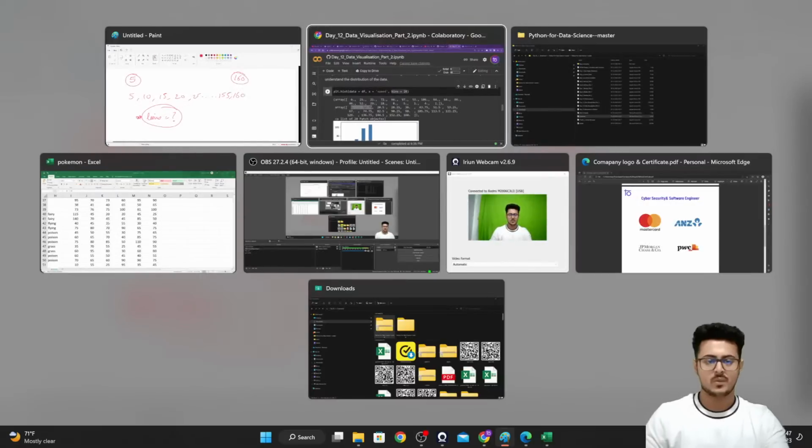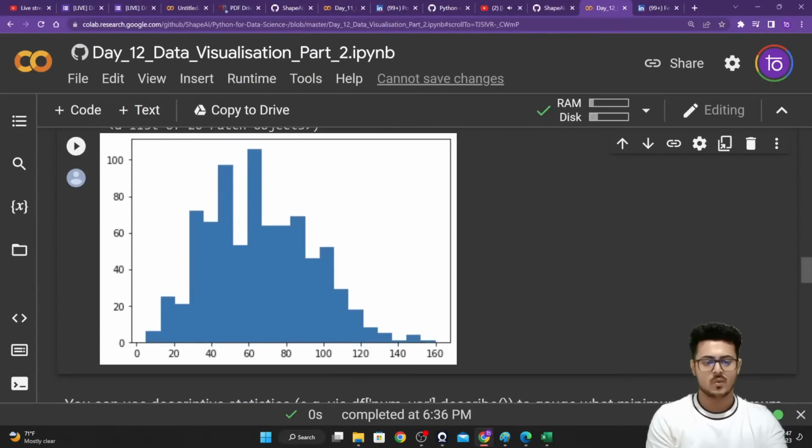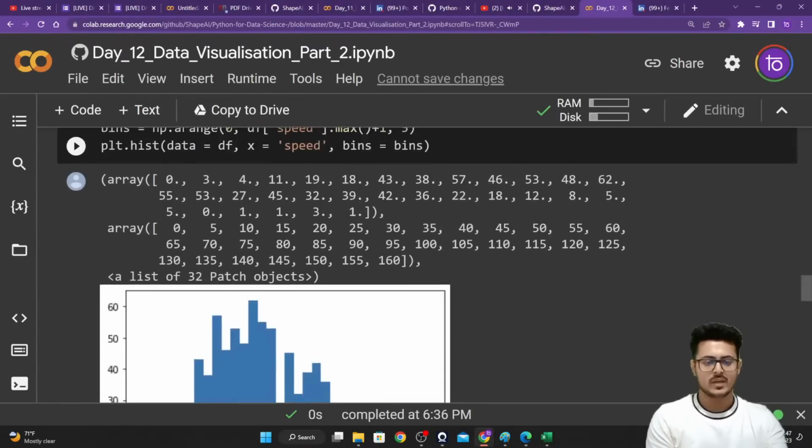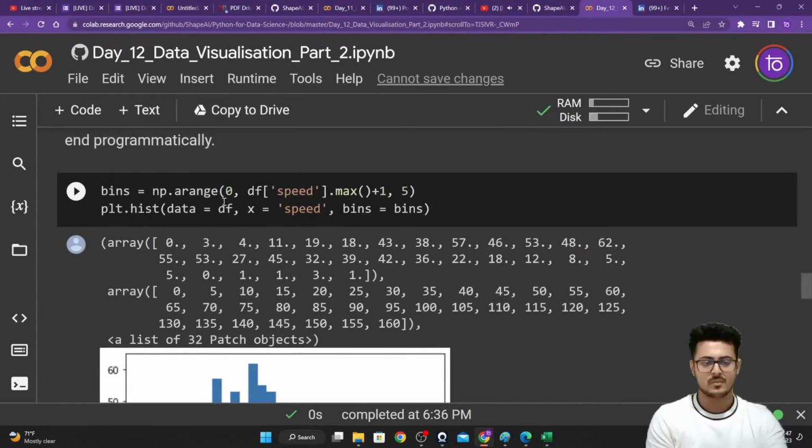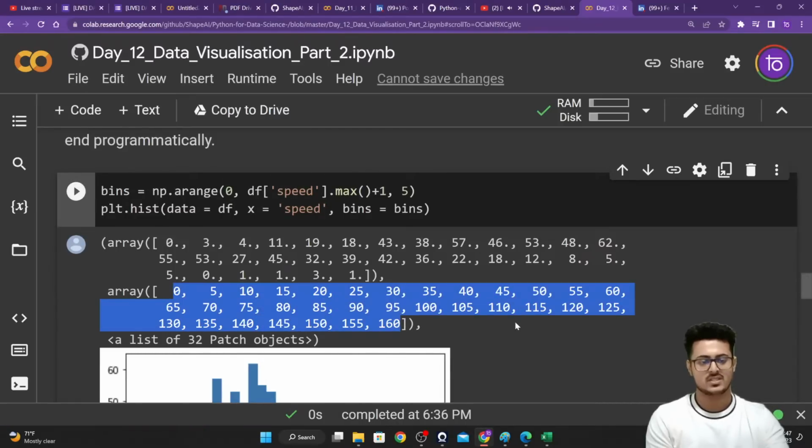So that is what we want to understand, guys. What we will be doing is calculating that. To calculate it, it's actually pretty simple. Basically, we want this array, as you're able to see: 0, 5, 10, 15, 20, 25, 30, 35, 40, 45, 50, 55, 60, 65, 70, 75, 80, and so on up till 160, guys. We want these bins to be there.